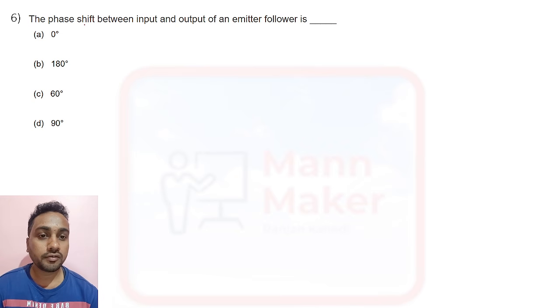The phase shift between input and output of an emitter follower is... generally we have transistor configuration.